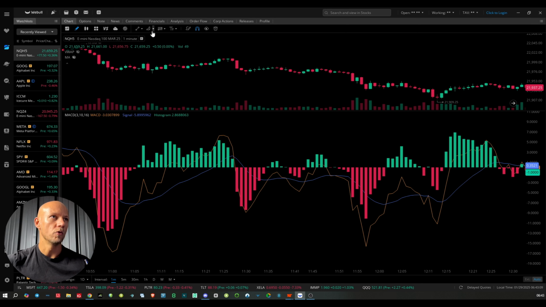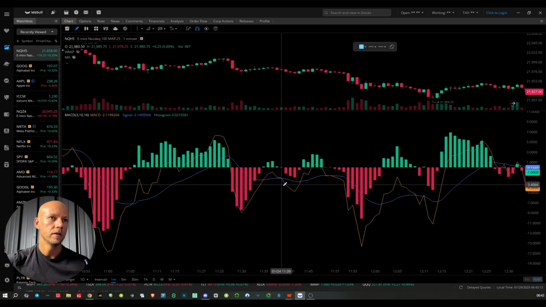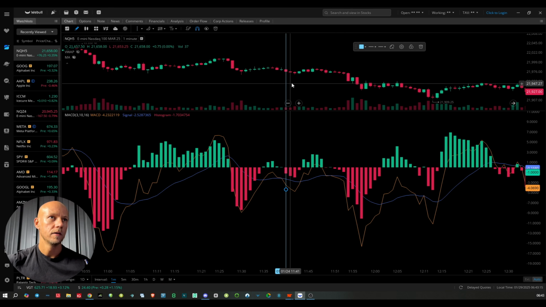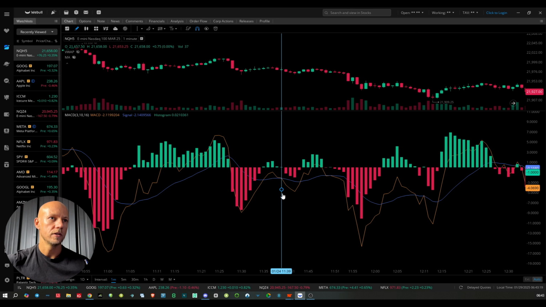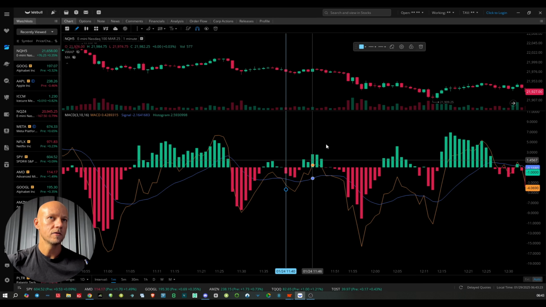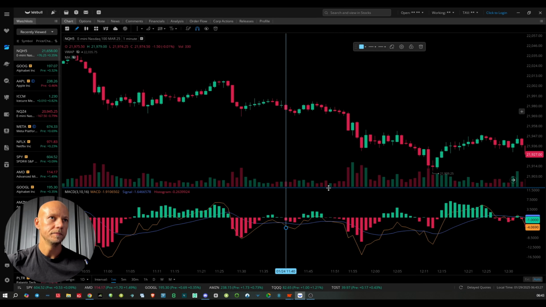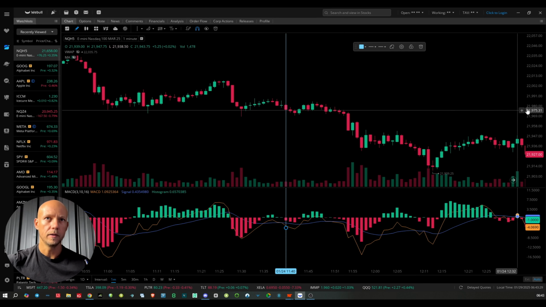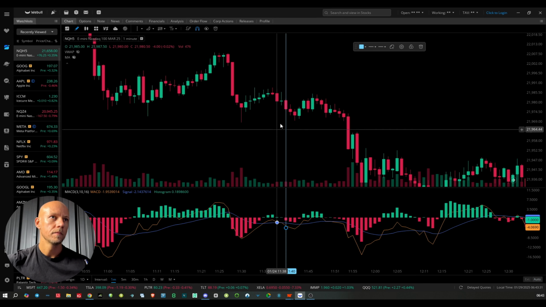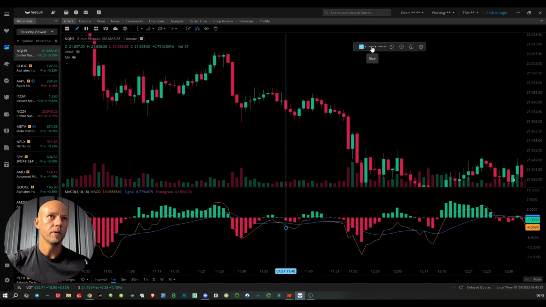I'm just gonna quickly draw it for you guys. A vertical line here. So that's where the cross happened. The next candle confirms that. So you can basically go short on that open there.